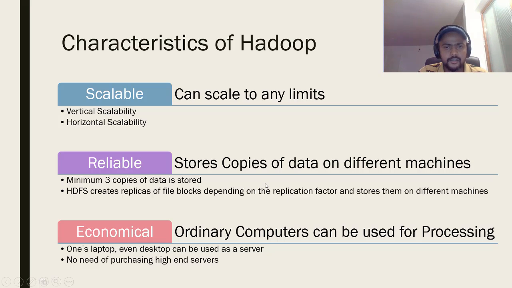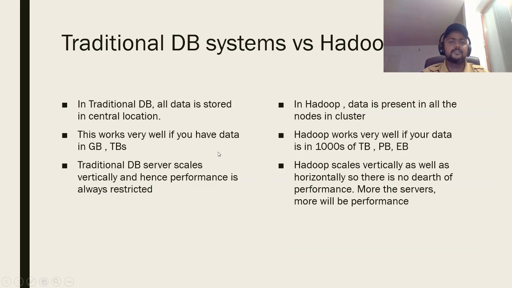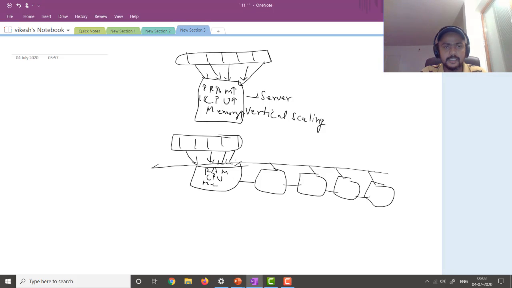Okay, that was about the characteristics of Hadoop. Moving on, just some points around the differences between traditional database systems versus Hadoop. When we talk about the traditional database system, all of the data is stored in a single server. So if I go back to this diagram, this can be thought of as a traditional database system.